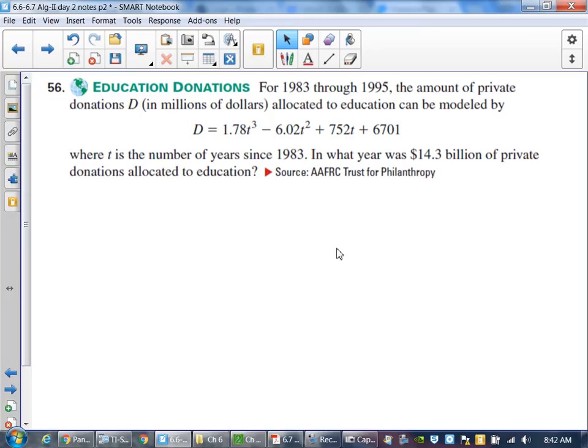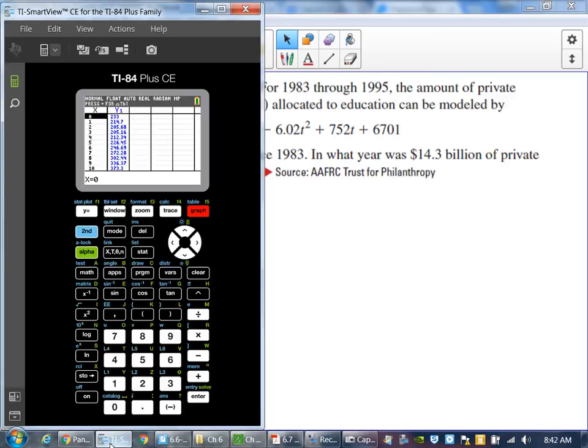So what is year 0? Year 0 is 1983, okay? That's the idea that you have to get through your head here. That's where it starts. So you just go to your calculator and you quite literally put this in the calculator.